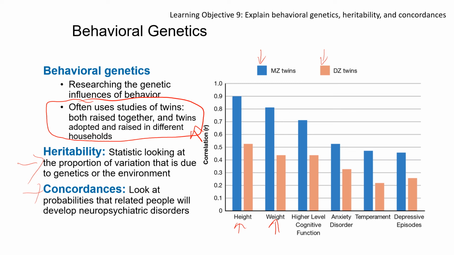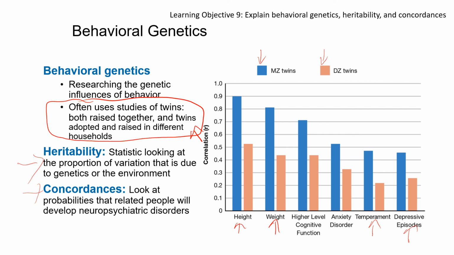And then we get things that are much less genetic, but still have a genetic component, like temperament and depressive episodes. They are much higher in identical twins than they are in fraternal twins, even if their heritability is a little bit less than 50%, meaning there's a strong genetic component there. But even then, we're only looking at about 50% of it being genetic, 50% of it being environmental.